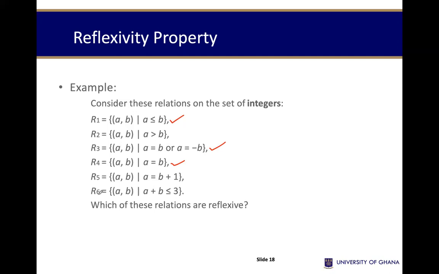Okay, so we're good. In this case, we can say R1 is reflexive. R2 is irreflexive. R5 is also irreflexive. And then R6 cannot be reflexive, because there are instances whereby A is 0, B is 0. So that doesn't work. Yes, please go ahead with your question.